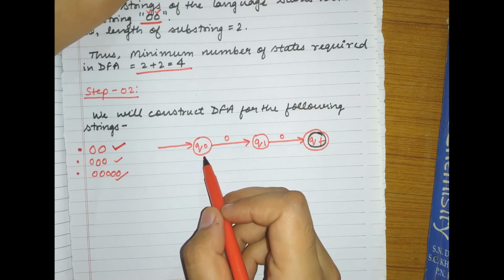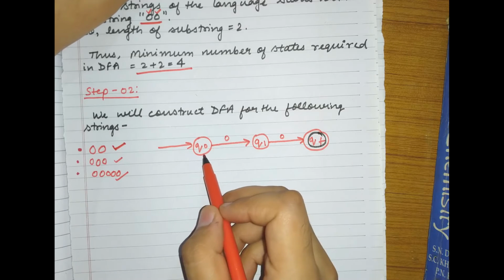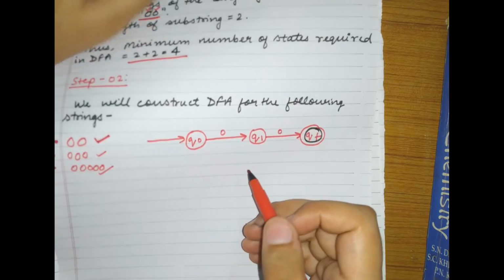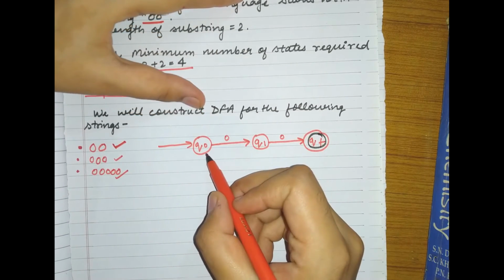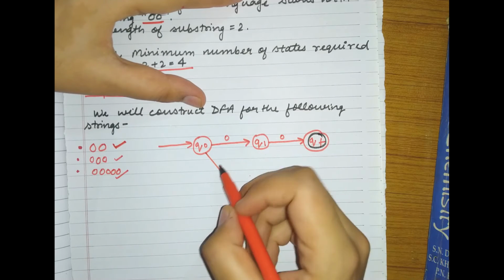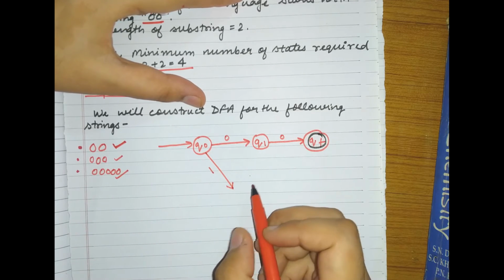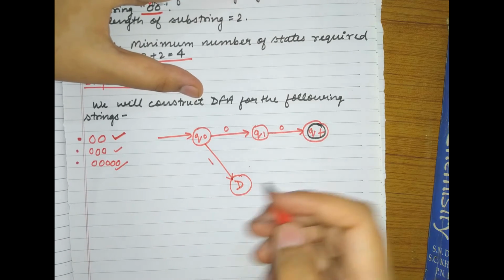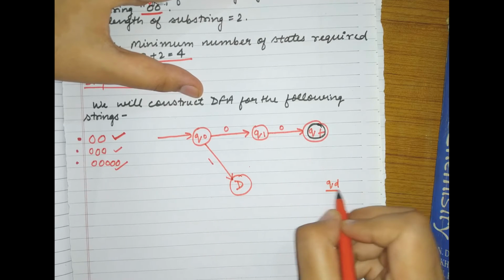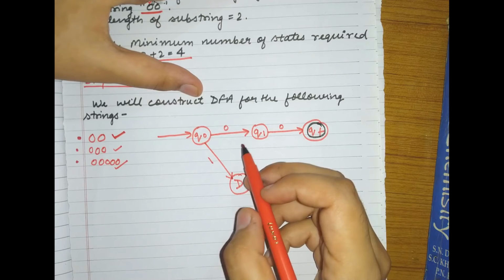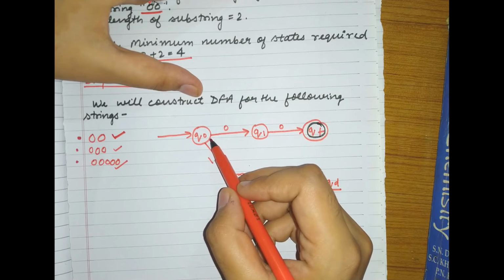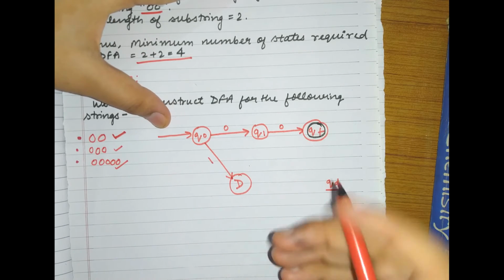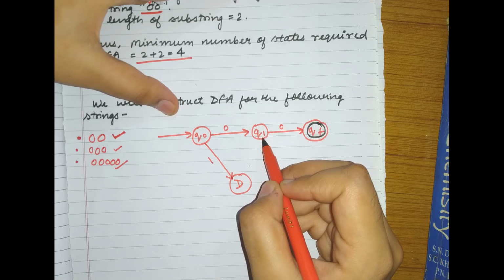Coming back to the state Q0, there is a path for 0 but there is no path for 1. So for the 1, we can simply draw a dead state. After receiving this 1 from the state Q0, we enter into a dead state that is represented by capital D, or you can represent this as QD as you wish. So if we are in the state Q0 and we receive 1, then we simply enter into a new state known as the dead state, and the same goes for the state Q1 also.